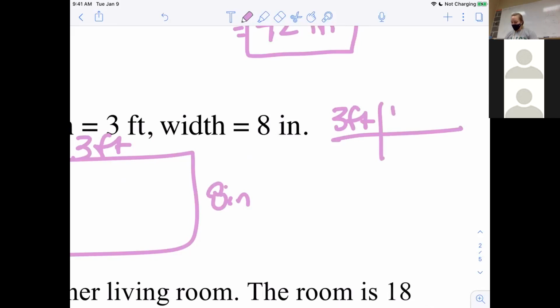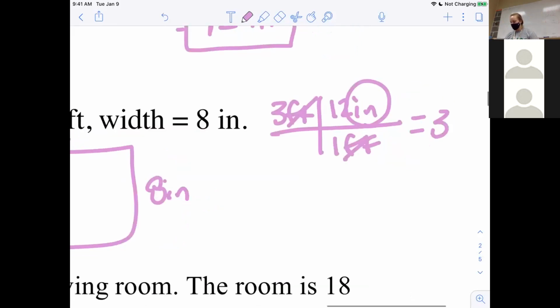12. Now, I don't know how you guys have learned units in the past, but when I was in chemistry, we were taught this grid way of writing it so that my units are always across from each other. That's how you know whether I'm multiplying by 12 or dividing by 12. So my feet cross out and I'm left with inches. And so I do 3 times 12, which gives me 36 inches.